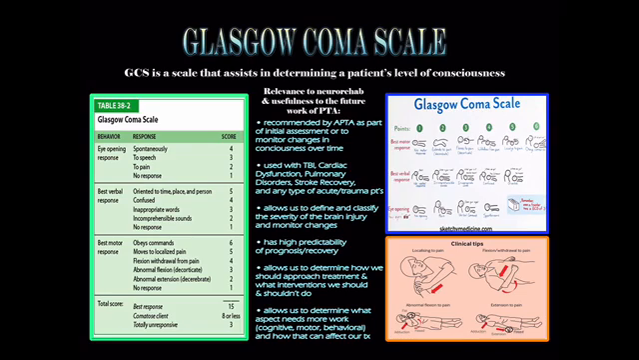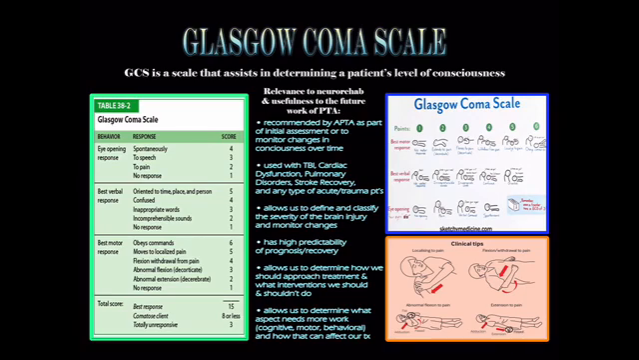The GCS is recommended by the APTA as part of the initial assessment, also to monitor changes as we previously mentioned. The APTA says that the GCS is used with TBI, cardiac dysfunction, pulmonary disorders, stroke recovery, and any type of acute trauma patients. In class, I've only really seen it talked about with TBI, but the APTA says it can be used with those. I'm assuming anything where consciousness is affected, it would be a good scale.